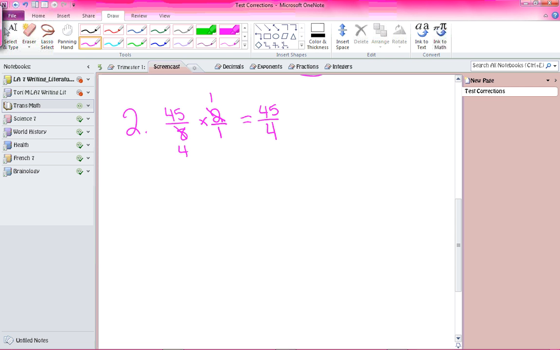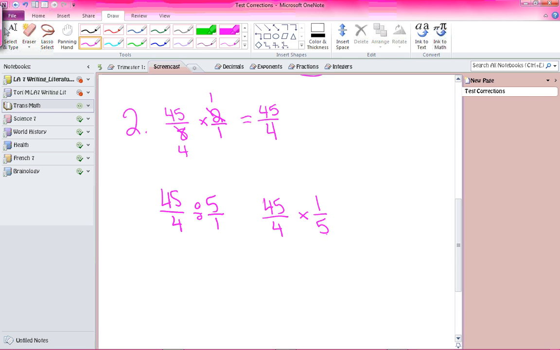So now that I know that, I am going to divide 45 over 4 by 5 to see how many pounds are in each package. So I take 45 over 4 divided by 5 over 1. Now, since this is a division problem, I'm going to have to change it to a multiplication problem. To do that, I'm still going to keep 45 over 4 the same, but instead I'm going to multiply by the reciprocal of 5 over 1, which is 1 over 5.